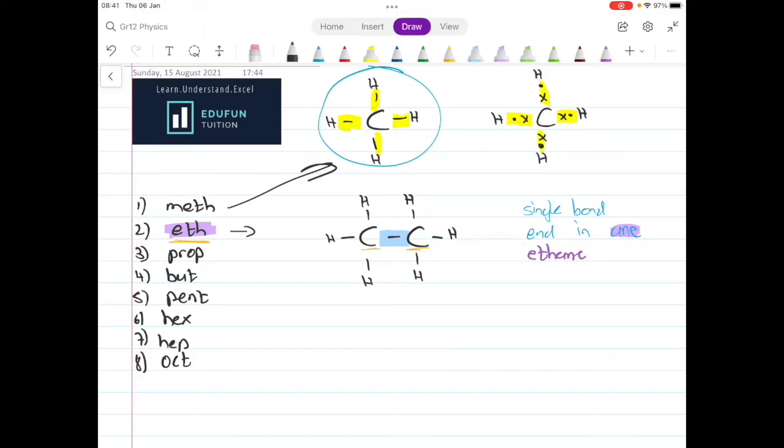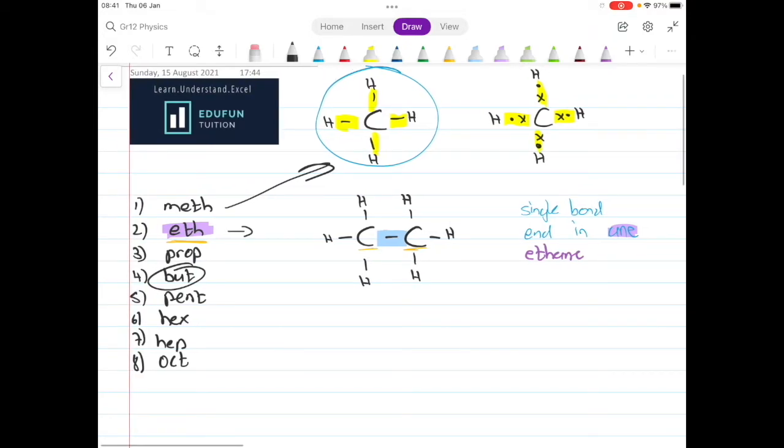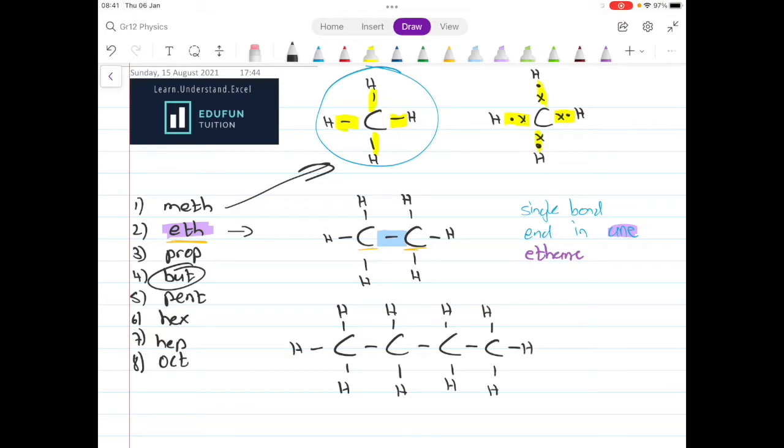Now let's take this a step further. Let's say we had 4 carbons attached to each other. It would be 1, 2, 3, 4. You need to make sure that you have 4 available bonds on each carbon. And then there's the hydrogens, there's the hydrogens, there's the hydrogens, and so onwards. There we go. Done.